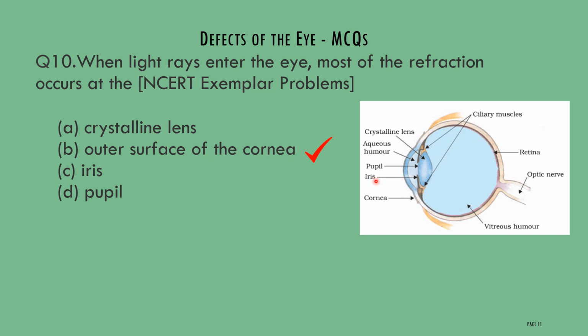What is meant by refraction? Bending of light when it moves from one medium to another medium, the light rays become bent. That process we call refraction. In the case of the eye lens, the cornea, most of the refraction occurs at the outer surface of the cornea. That point you have to remember.